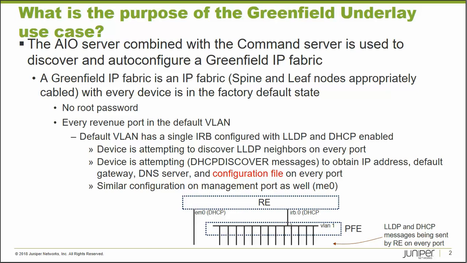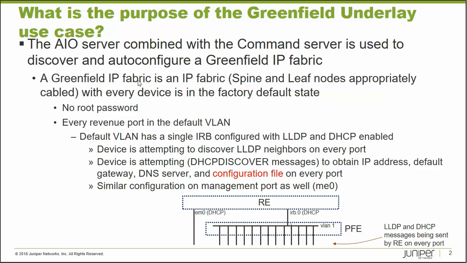What this is going to do is take these factory default devices that, again, are appropriately cabled, and discover them automatically. The AIO server will eventually discover them and auto-configure them for interface addressing, loopback addressing, and the routing protocol, so that you can ping from loopback to loopback of every single node in the IP fabric. It's going to build the underlay routing protocol, specifically using eBGP, so it'll build eBGP peering sessions in that IP fabric, but it's going to do that for you.